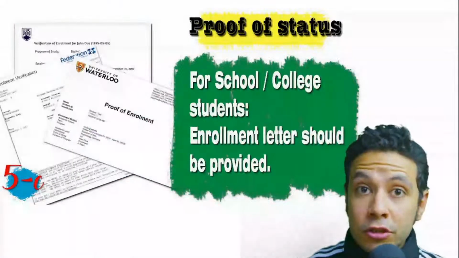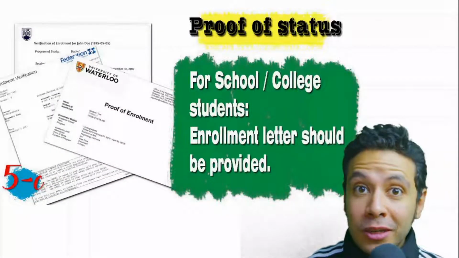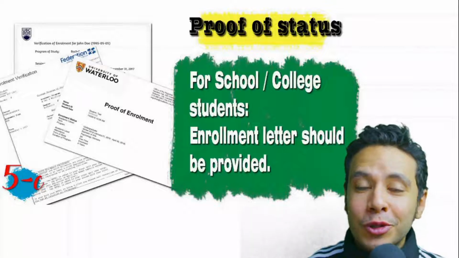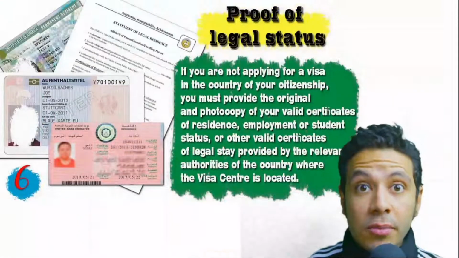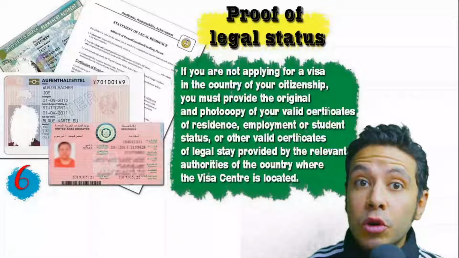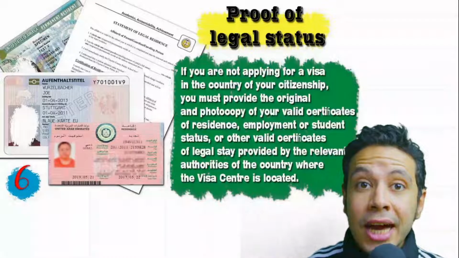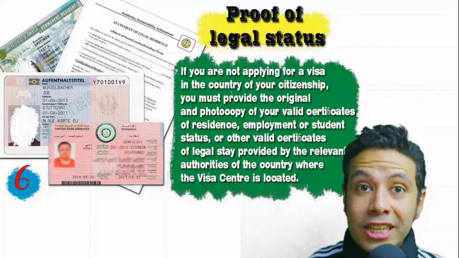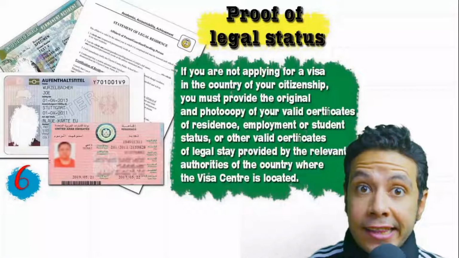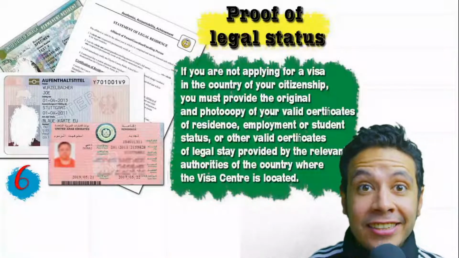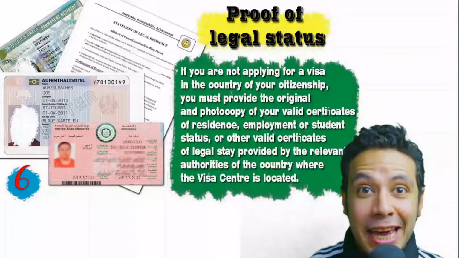But if you are a student in a school or a college, an enrollment letter should be provided from your university or your school. In some certain cases you might be applying from a country different than your own country. At that moment you will need to provide a proof of legal status, which is a certificate of legal residence in this country, and in some cases a valid residence visa for this country can also be accepted.